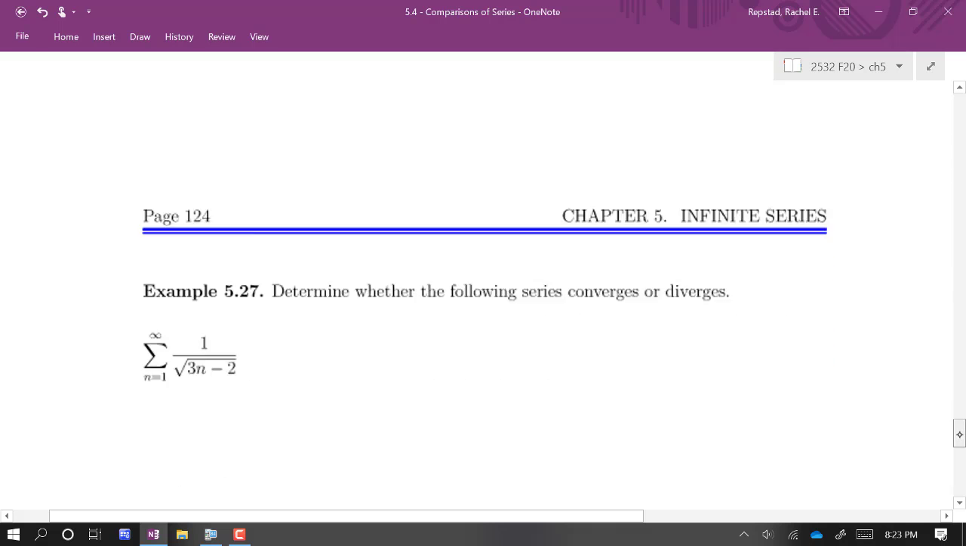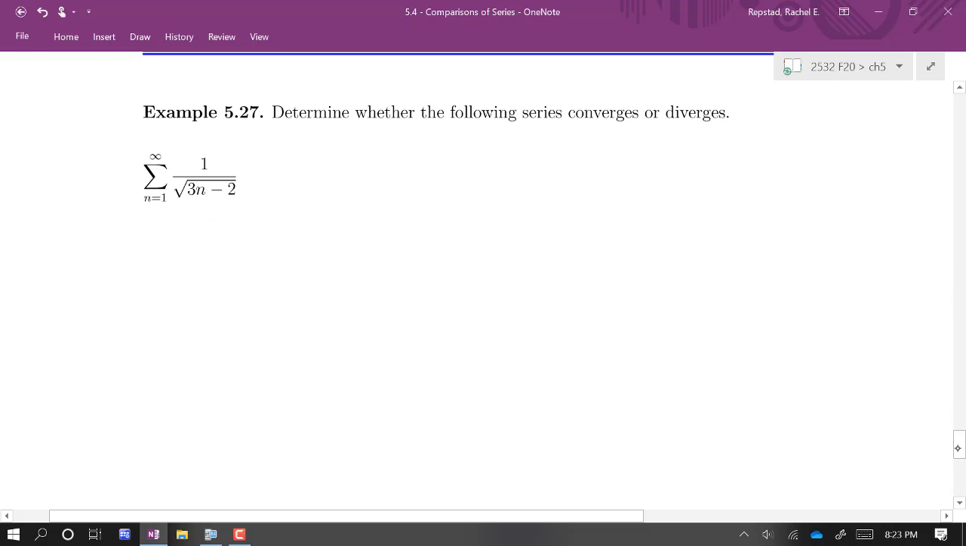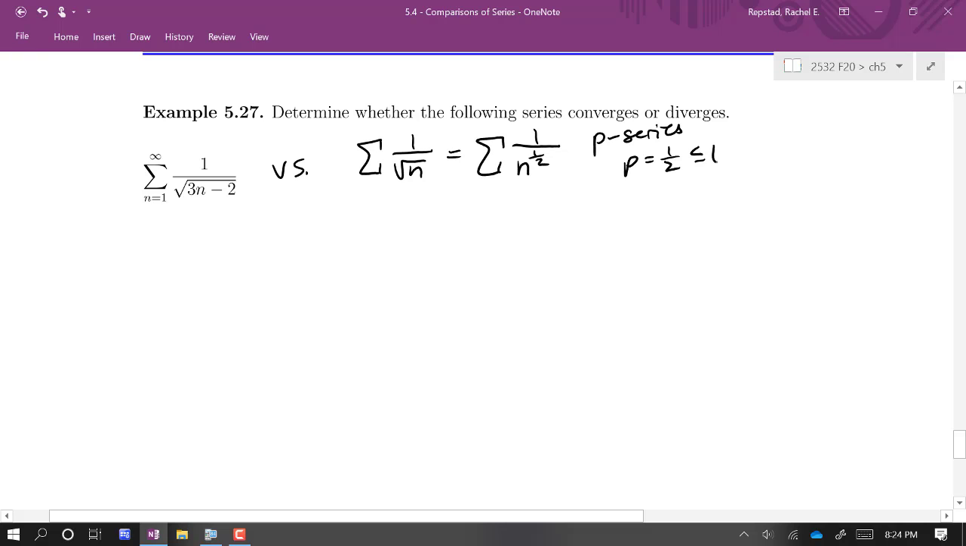Let's try one more. We're going to figure out what this series does. The series they've given us has terms that are given by 1 over the square root of 3n minus 2. I'm going to make this as simple as possible. I'm going to ignore that minus 2. I'm even going to ignore that coefficient on n. And I'm going to compare with the series 1 over the square root of n, which we can rewrite as 1 over n to the 1/2. That's a p-series. p is equal to 1/2, which is less than or equal to 1, and that means it diverges.